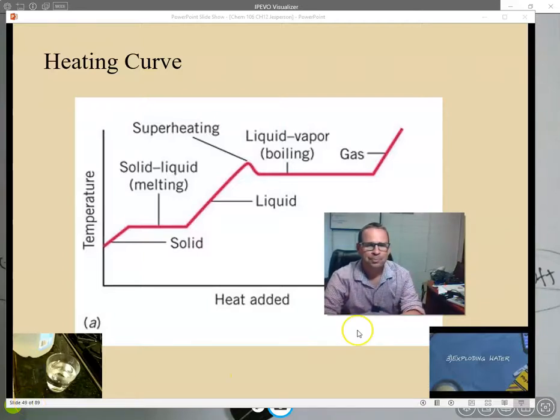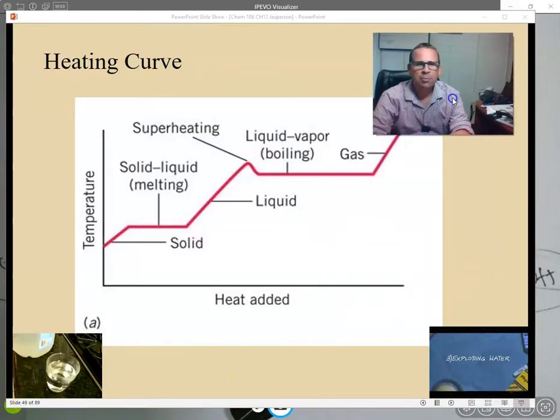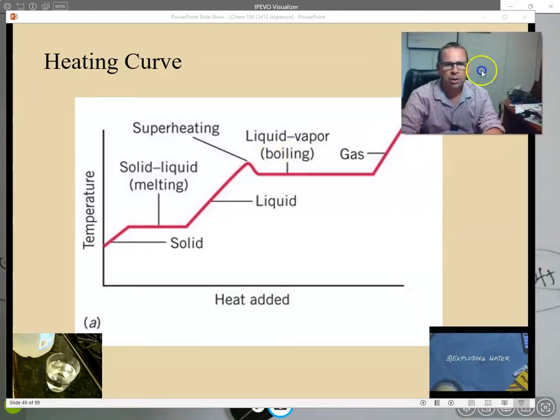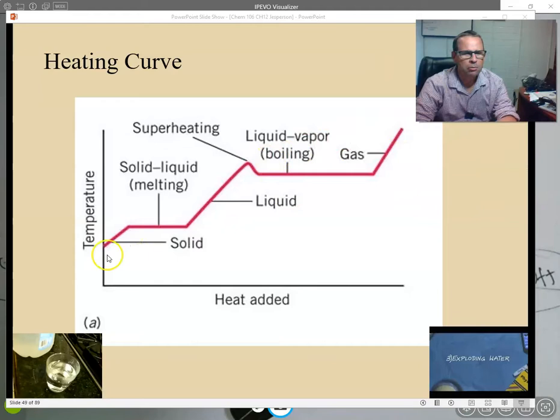All right. Now, we want to become familiar with what we call a heating curve. And in this heating curve, we're just adding heat to a system of a given material, element, or compound, and we're monitoring how the temperature changes. In other words, when we add heat to a system, what is that heat doing to that system? Okay?